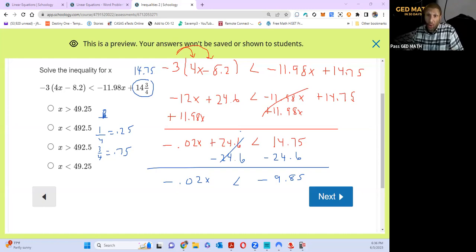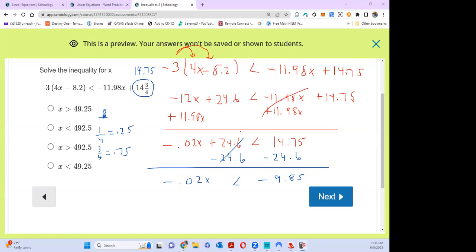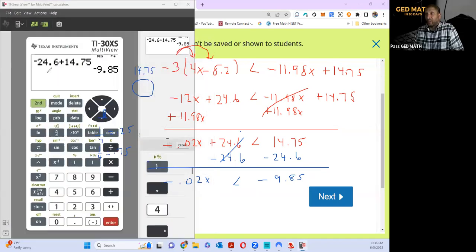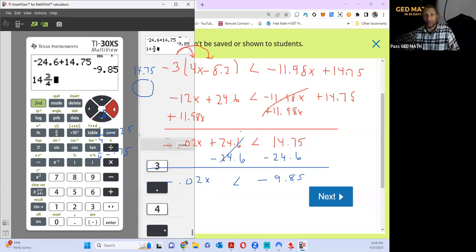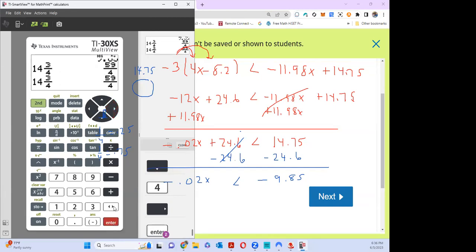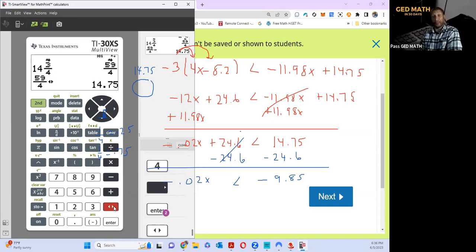Or just use your calculator. Listen, I can't tell you enough. Watch this. 14 3/4. Okay, this is one of my first lessons in the book. Look at that. The calculator did it for me. That's why I tell you, spend 2 weeks in this ebook to show you all the shortcuts.